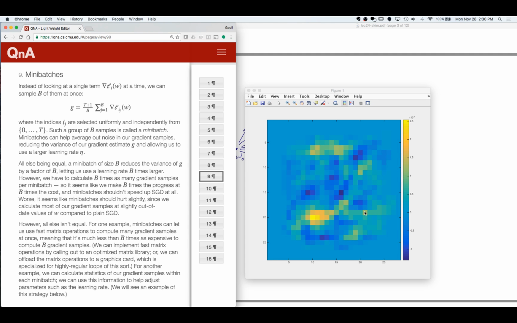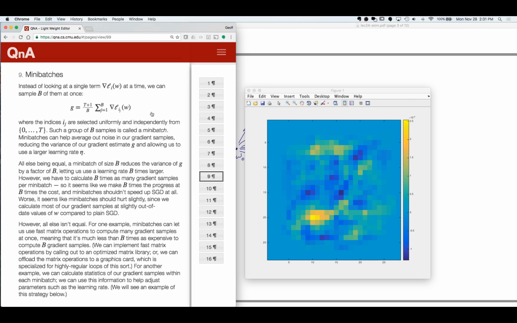So remember that in stochastic gradient descent, the vanilla version, we looked at just a single randomly selected term at a time. If we want to, we can instead sample B of them at once and take the average of their gradients, right? Okay, so why would we do that? Oh, by the way, if we take a group of B of these gradients at once, that's called a mini batch.